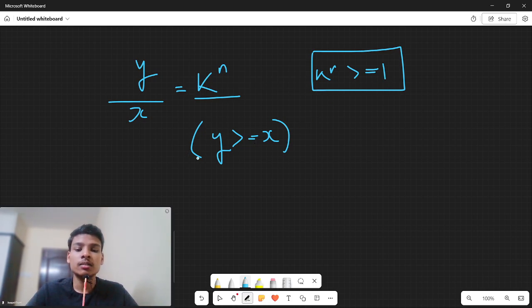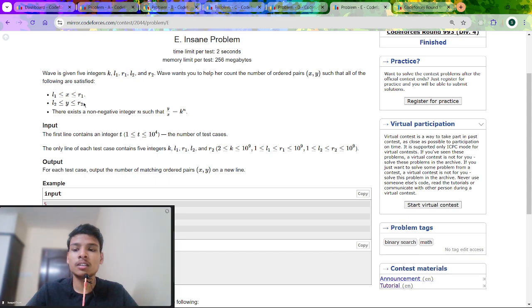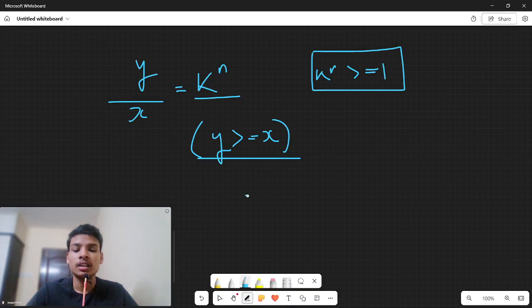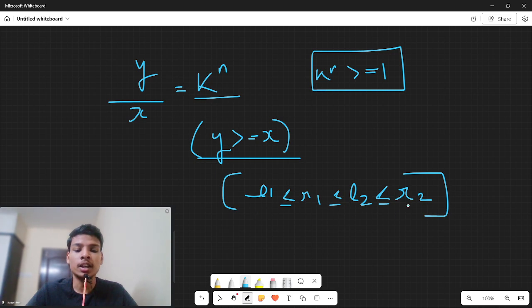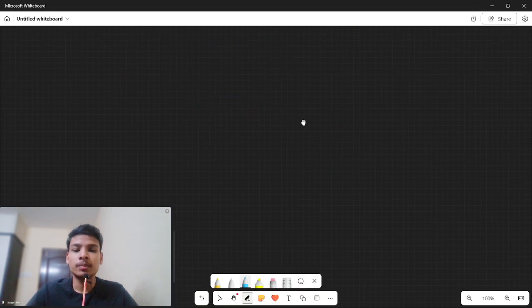So what does it signify? It simply signifies the conditions. What are the conditions? That my L1 is smaller than R1, is smaller than L2, and L2 is smaller than R2. So this is the unstated condition in this problem. This is the condition which will also be there in the problem. So yeah, this makes it easy for the problem to solve. Okay, next part.